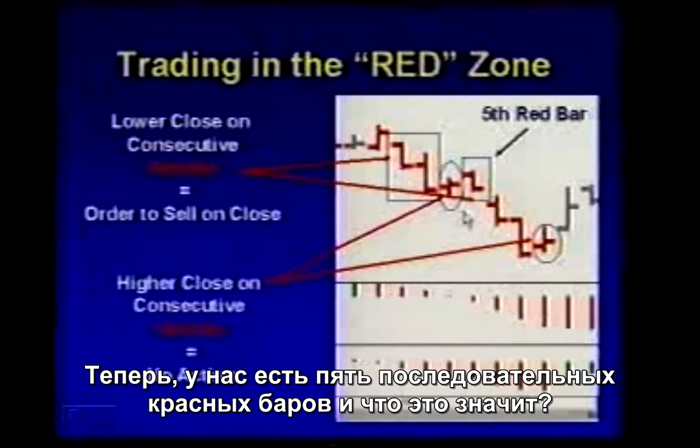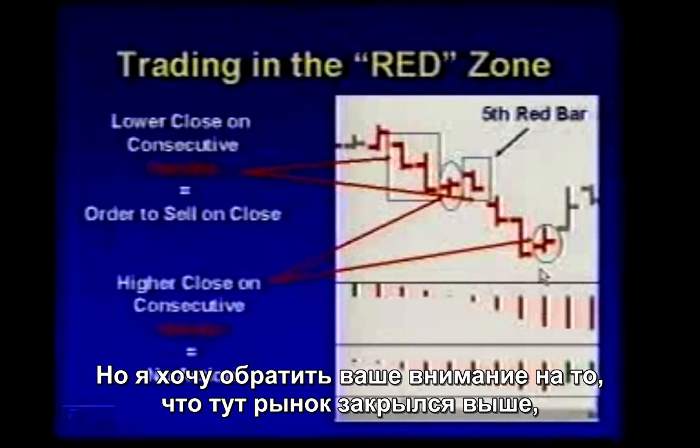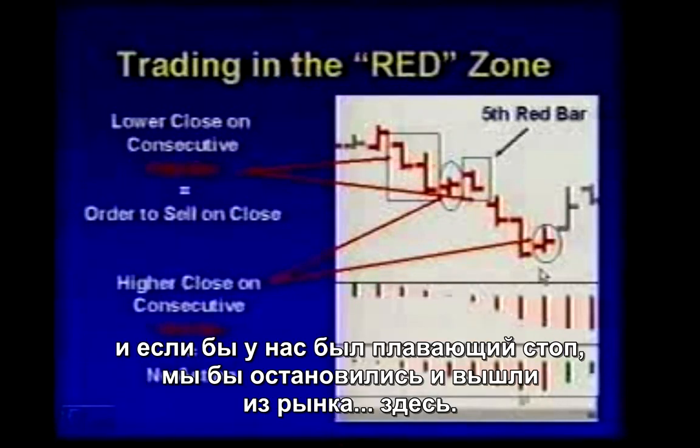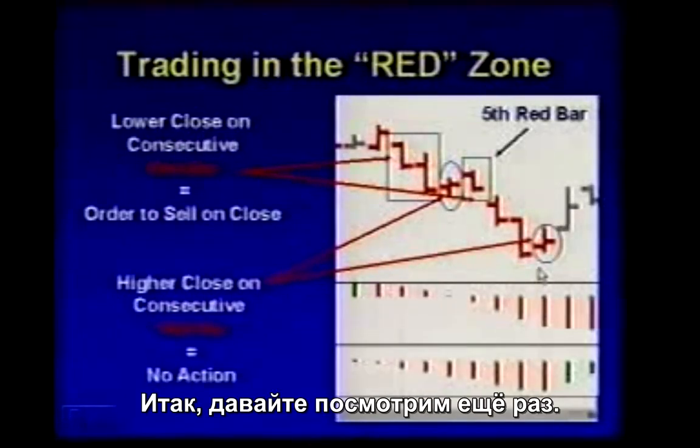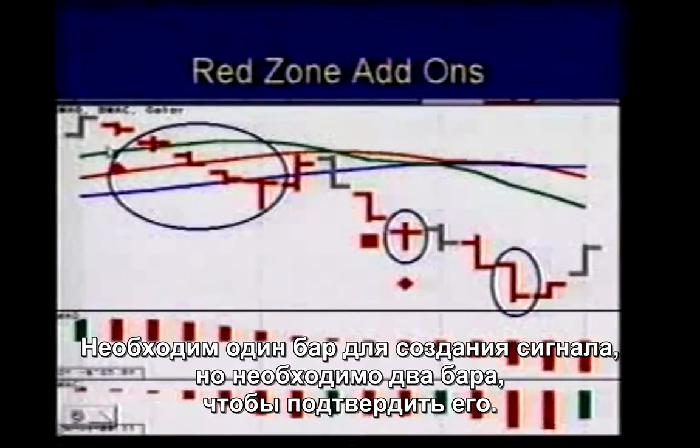Now, we have 5 consecutive red bars, so what do you know? You cannot continue to add on, can you? But I wanted to point out here you had another higher close. We actually would have had a trailing stop and you'd have been stopped out there. So, let's go ahead and take a look at it again. It takes 1 red zone to create, but it takes 2 to initiate.